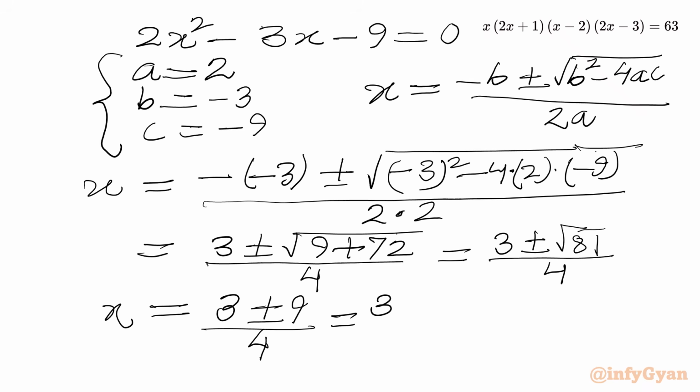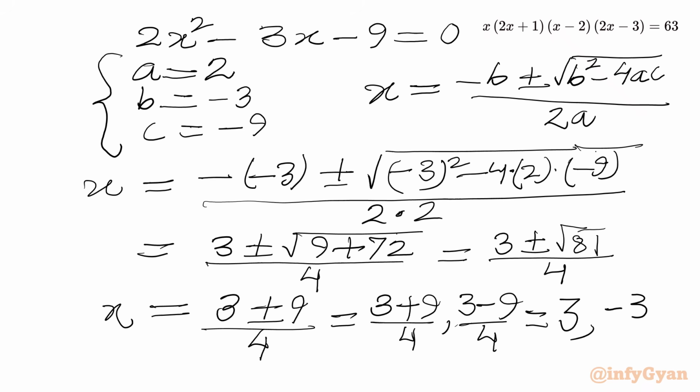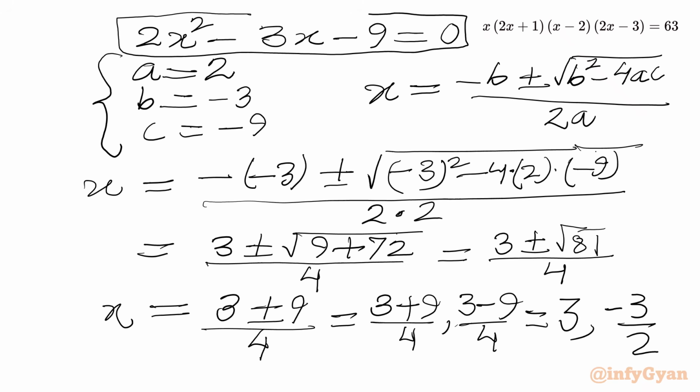We will write 3 plus 9 over 4. And the second solution would be 3 minus 9 over 4. 3 plus 9 is 12. 12 over 4 is 3. 3 minus 9 is minus 6. Minus 6 over 4 is minus 3 over 2. So from the first quadratic equation, we have two real solutions: x equal to 3, x equal to minus 3 over 2.